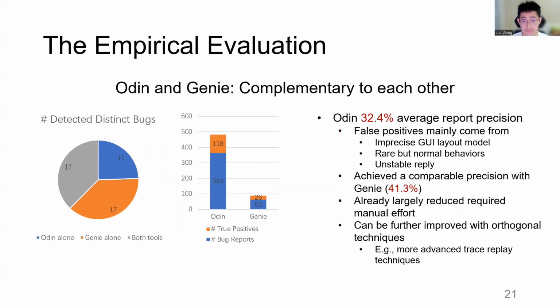On the other hand, Odin achieved a 32.4% average report precision. The false positives mainly come from imprecise GUI layout models, rare but normal behaviors, and unstable replay of the execution traces, which can be mitigated with more advanced orthogonal techniques. Note that Odin achieved a comparable precision with the state-of-the-art automatic oracle Genie and has already largely reduced the required manual effort for validation.